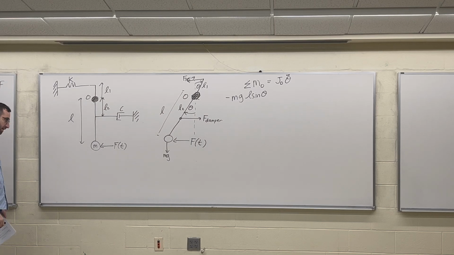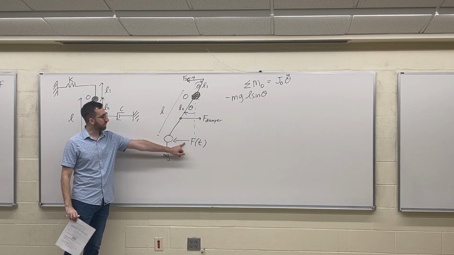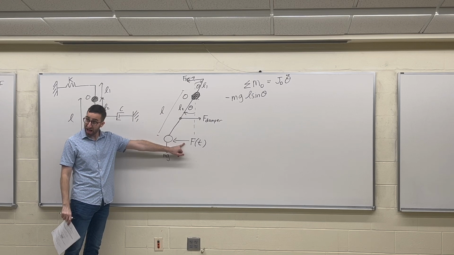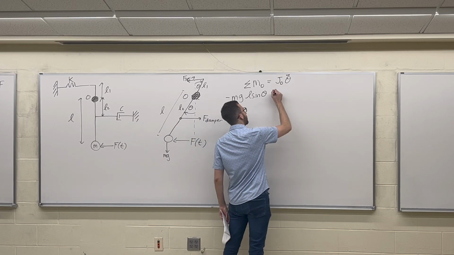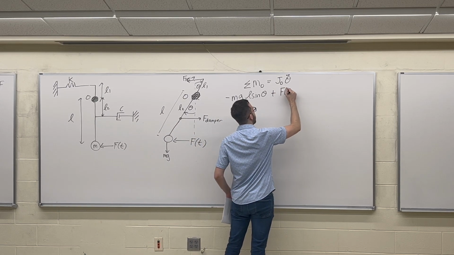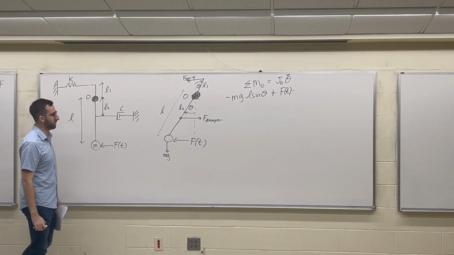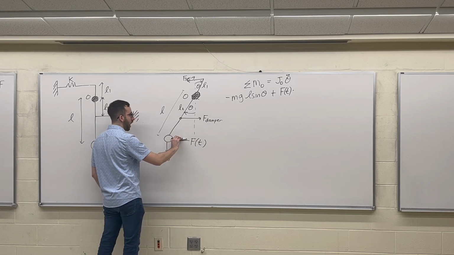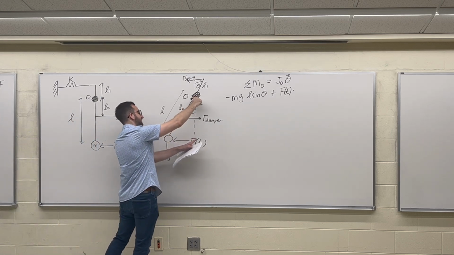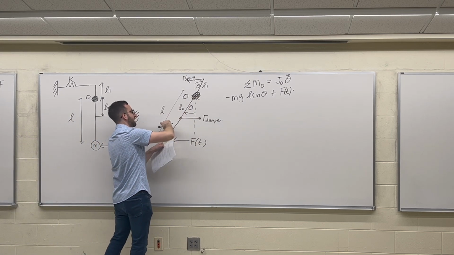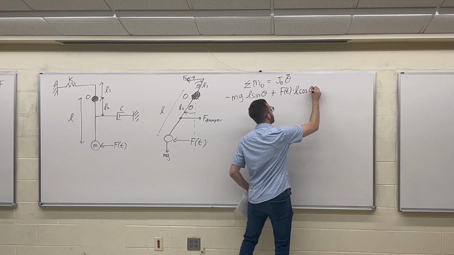Okay, let's do this force next. So this force, is that going to be a positive or a negative moment? That's positive. It's the one that's causing theta to grow. So this will be a plus. This will be the force, say F of t, times the moment arm. Again, this is the perpendicular distance from this force to point O. So what will that be? L cosine theta. That's this distance, which would be this L times cosine theta. So F of t times L cosine theta.